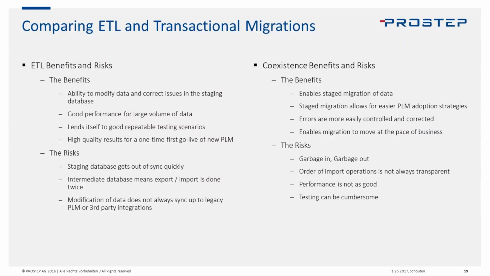You don't need to move over everybody on day one. There's easier control over errors, because it's not just one time, I'm going to move 100%. I'm going to move 1% and I'm going to do that 100 times, right? And you can fix that little error on the 1%, and then repeat it again imperfectly. And it enables you to move your migration at the pace of the business.